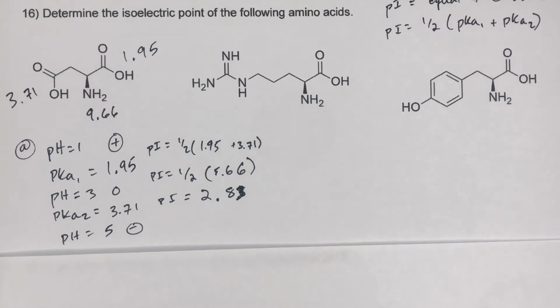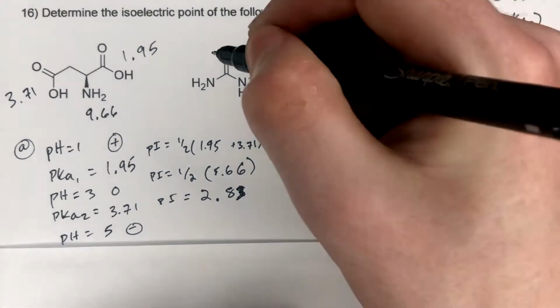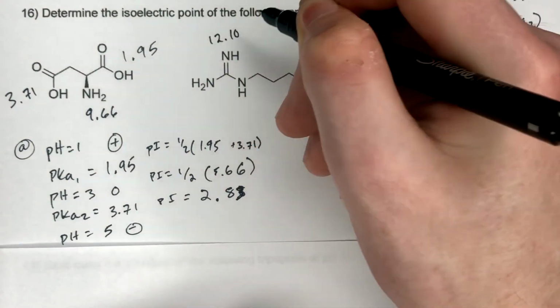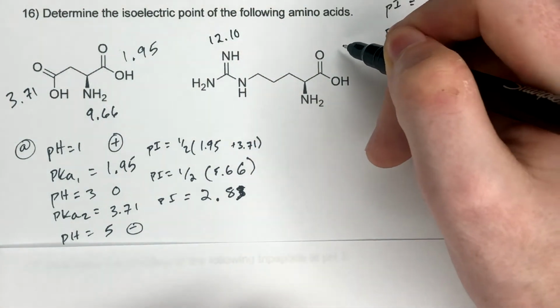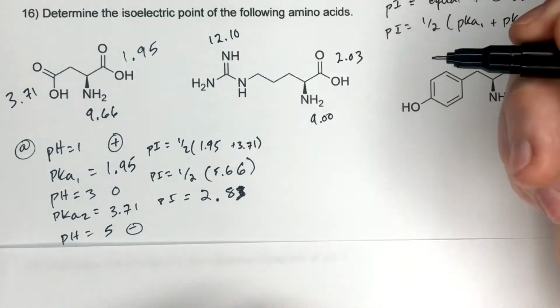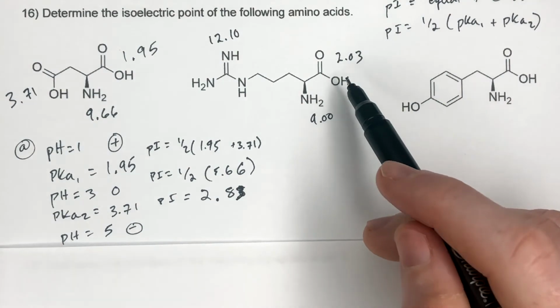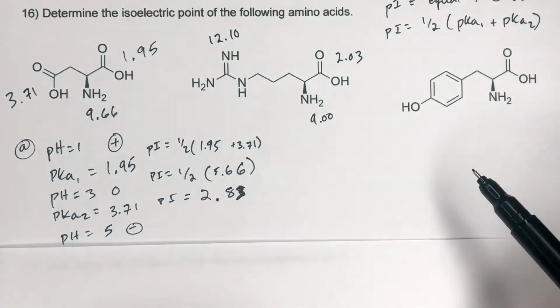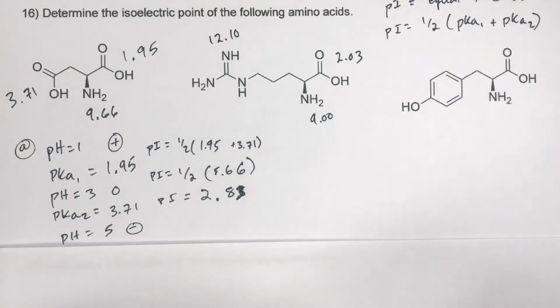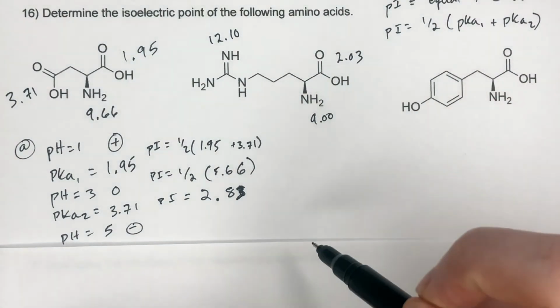Let's move on to arginine. So for arginine, we need, again, the exact pKa values. So arginine, we got 12.10, 2.03, and 9 exactly. All right, so I'm not going to write this one out because we're running out of room here, but at pH 1, lower than all of these, we're going to have a 2+ charge, right? Because it's going to be neutral, positive, and positive. We don't want that, right?